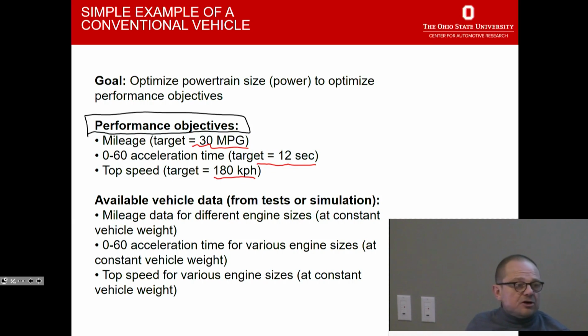We don't know upfront whether it's possible to achieve all of these things simultaneously. So what data do we have? What information do we have?